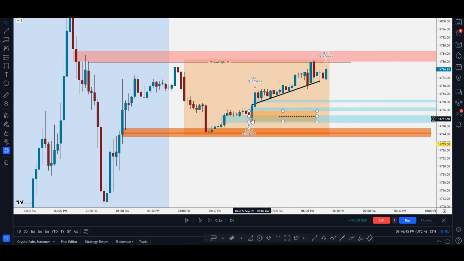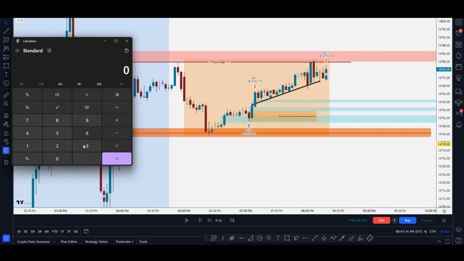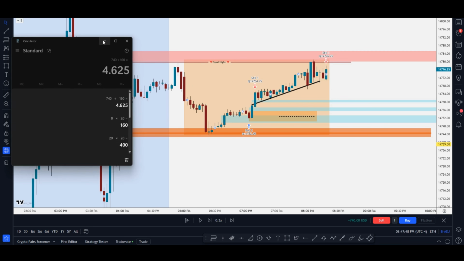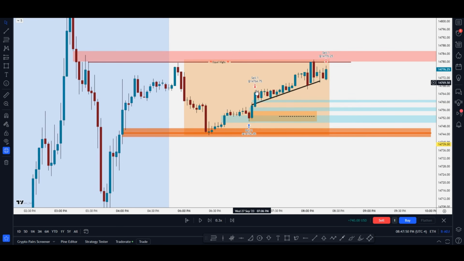We entered right here at 1.4. Once it went our way, we put our stop right here below this candle. So we risked 4 points times 2 contracts. That's 8 points. $20 per point move in NASDAQ is $20, times it by 20 equals $160. We made 740. Take 740, divide it by your risk, which was 160, equals our trade. That is very good, especially because we scaled out.